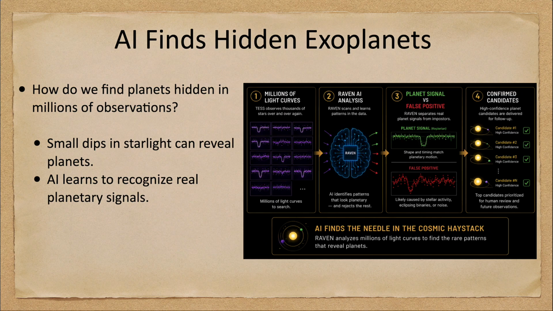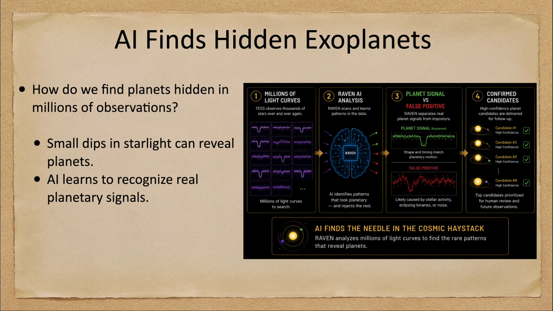This is where the Raven system becomes valuable. Astronomers created large data sets containing both realistic planetary signals and other astronomical events that can mimic planets. Using these examples, the artificial intelligence system learned to recognize patterns associated with genuine planetary transits. Importantly, Raven is not making discoveries independently.